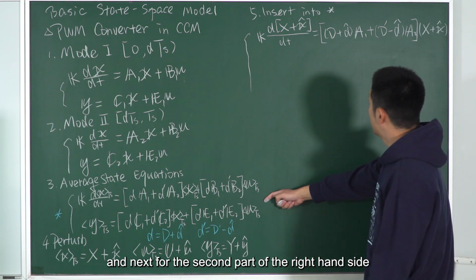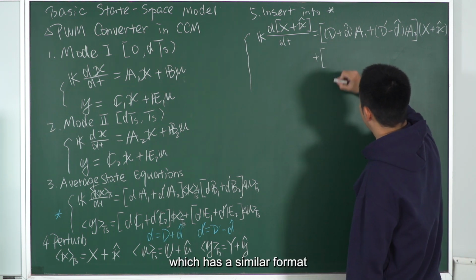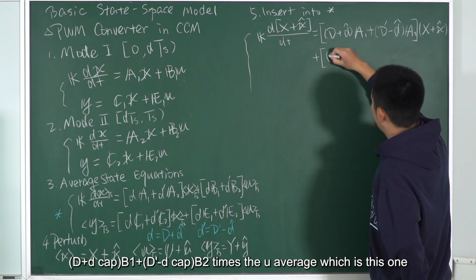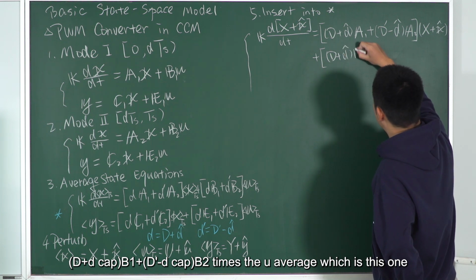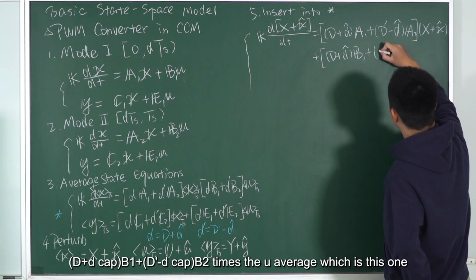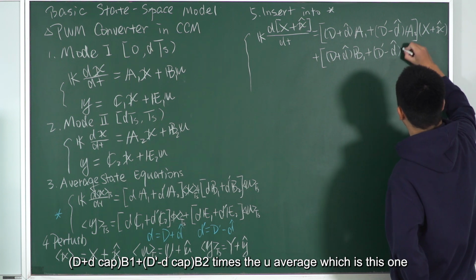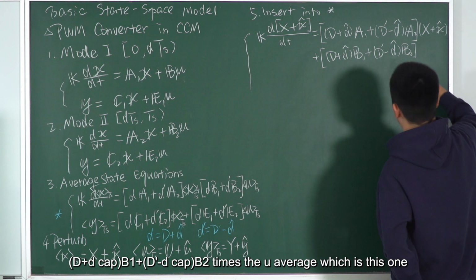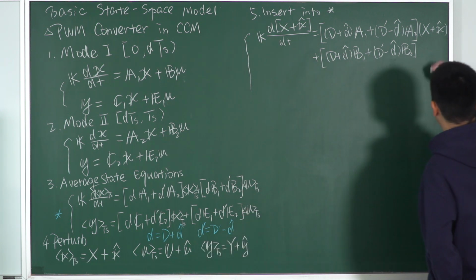And next, for the second part of the right-hand side, which has a similar format, d plus d cap B1 plus d prime minus d cap times B2 times the U average, which is this one.